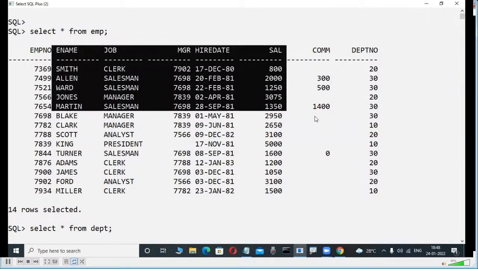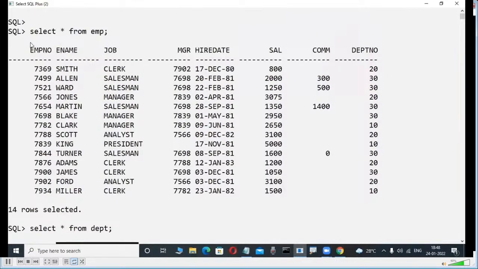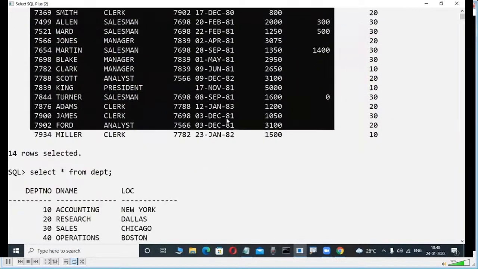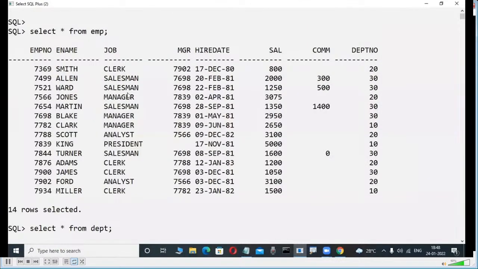EMP is a big table. And now DEPT is a small table. Maybe big means master, master means big only, and child means small only. That's why they're thinking based on the size only.